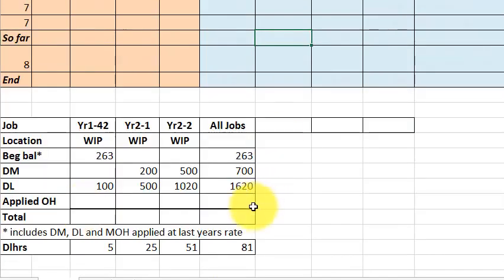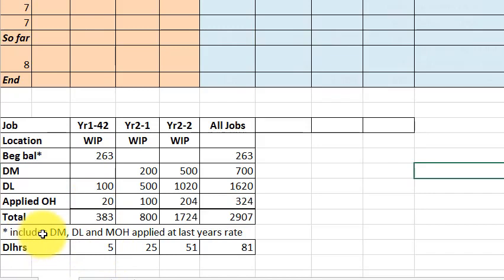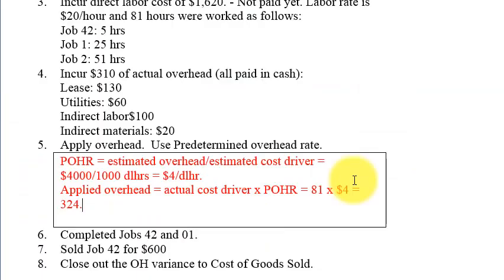How would we apply overhead? Well, we apply overhead based on how many direct labor hours were used on each job. So $4, our predetermined overhead rate, times 5 is the amount of overhead that gets assigned to job number 42, and so on. You should be able to verify these balances for yourself in job 2 and job 1. And then I've also totaled everything again over here, and I've got a grand total cost for all of these jobs. Now we'll start to see some movement.